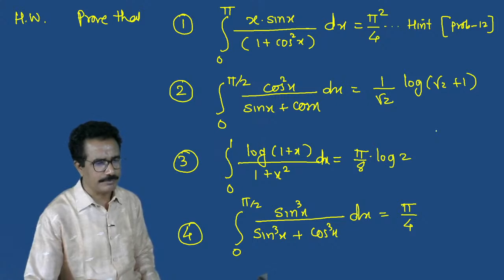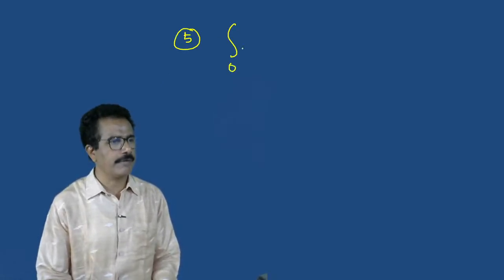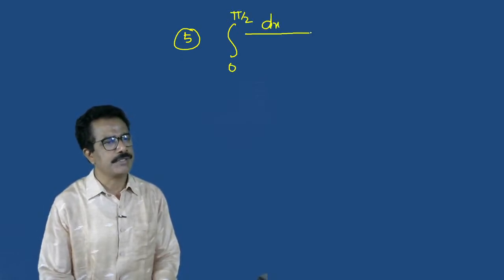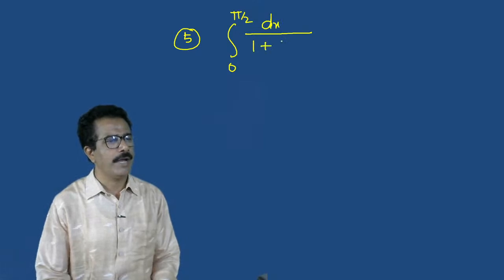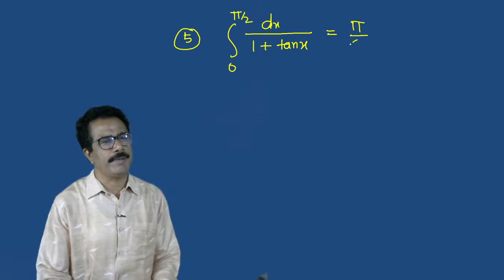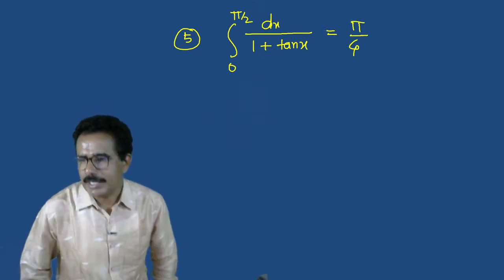Next, the fifth problem: integral from 0 to pi by 2 of dx divided by 1 plus tan x, which is equal to pi by 4. Will everyone solve this many problems?